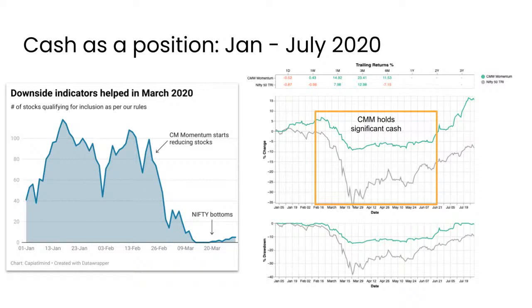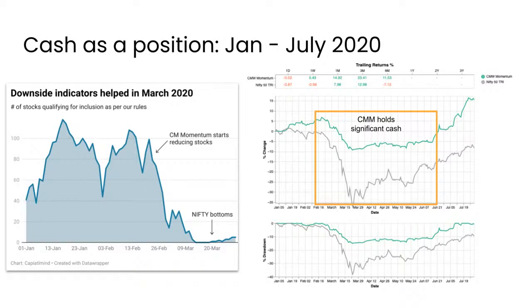So if you were to compare just the part from, let's say, March 15th or March 20th to beginning of June, you would see that the Nifty had outperformed the momentum portfolio simply by virtue of being, obviously, the Nifty was fully invested while momentum was mostly in cash at that point.